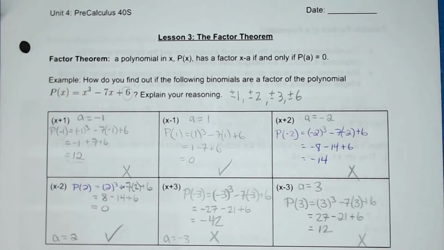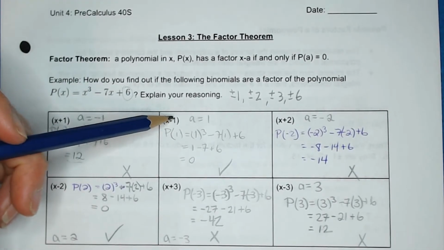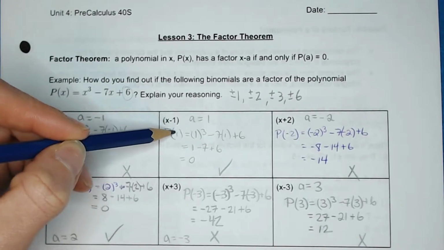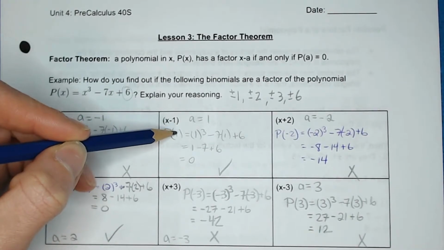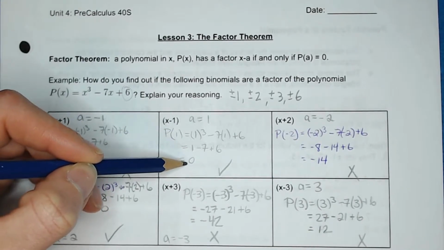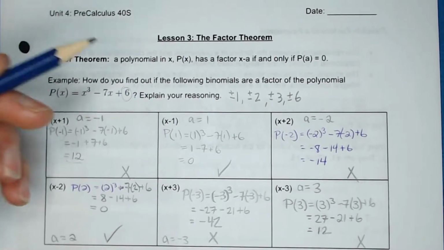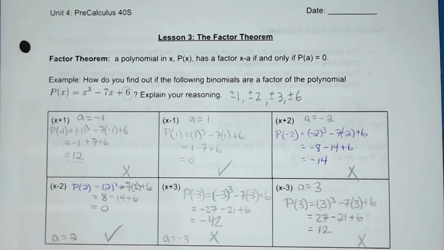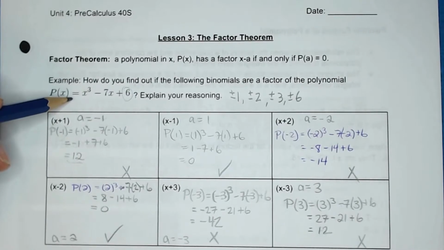If we move over to x minus 1, you can see I've done the exact same thing. I've just substituted the value, found that a equals 1, and then solved for it. And once you get to the end, you see we have a remainder of 0. That tells us yes, x minus 1 is a factor of the polynomial x cubed minus 7x plus 6.